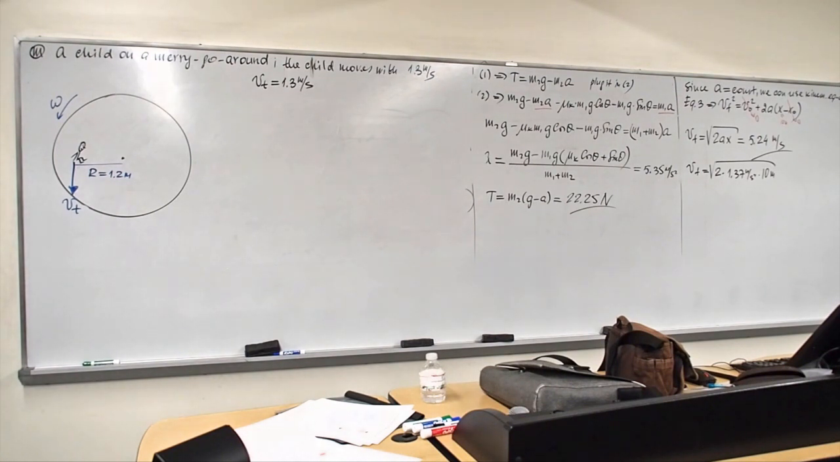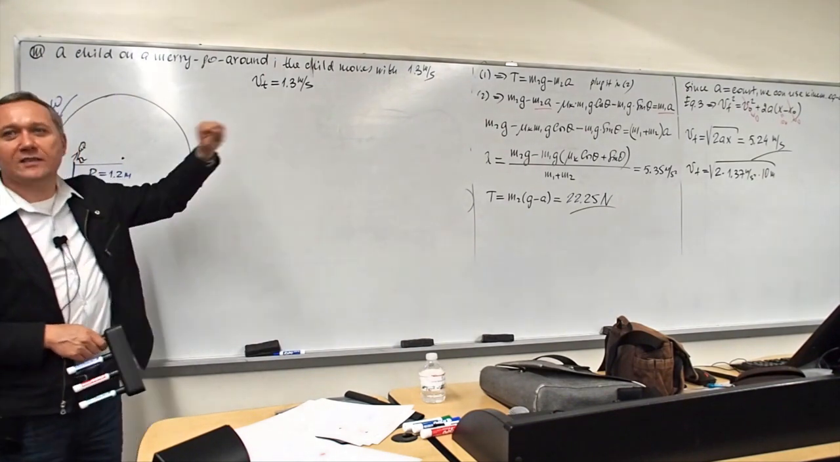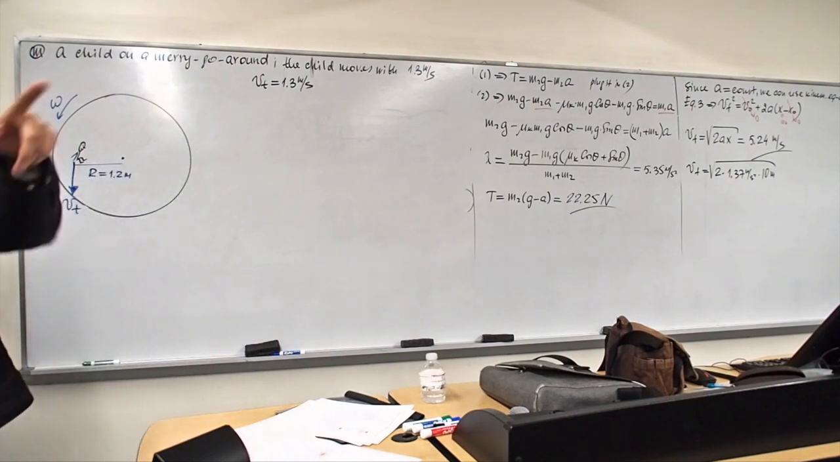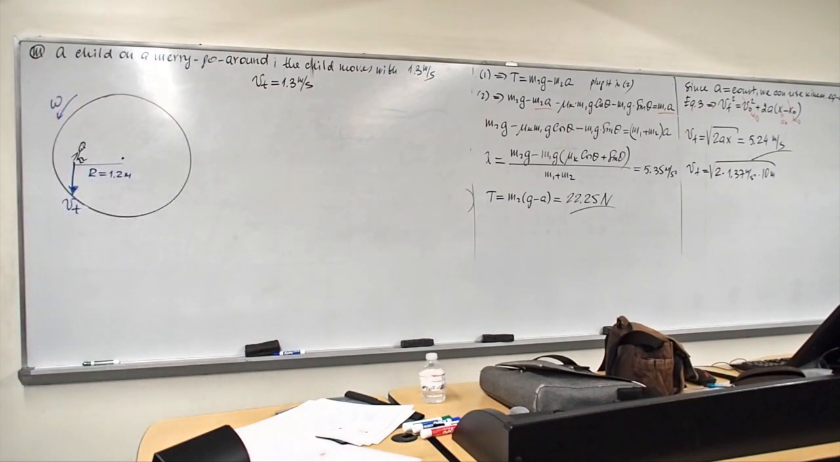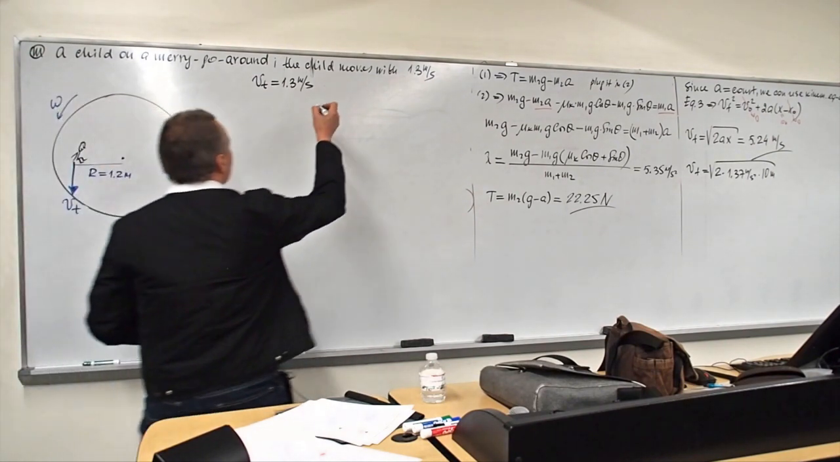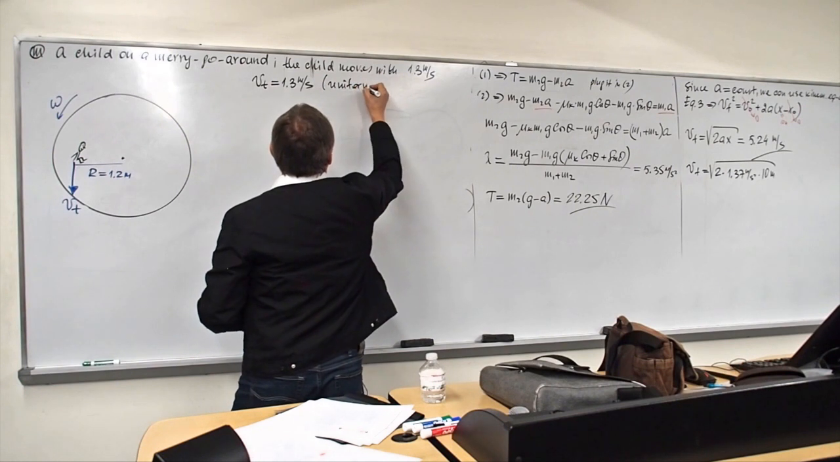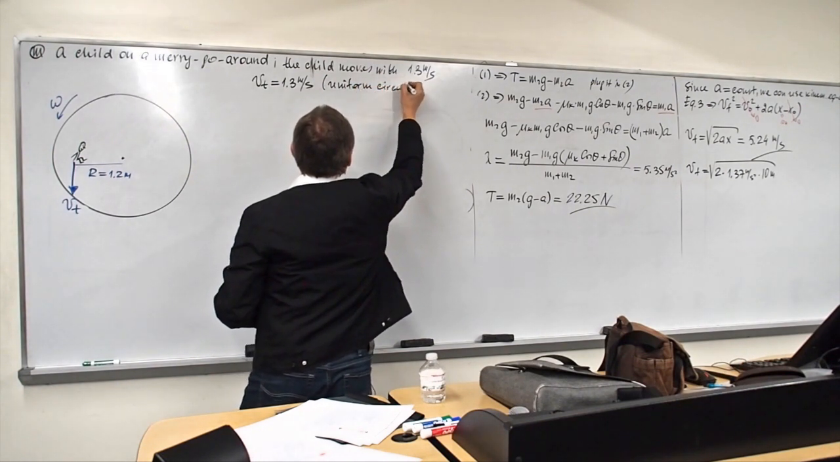How can we call his motion? Of course, it's a circular motion. Which word can be added? Actually, it's a constant speed. Yeah, it's a uniform circular motion. So we have uniform circular motion.